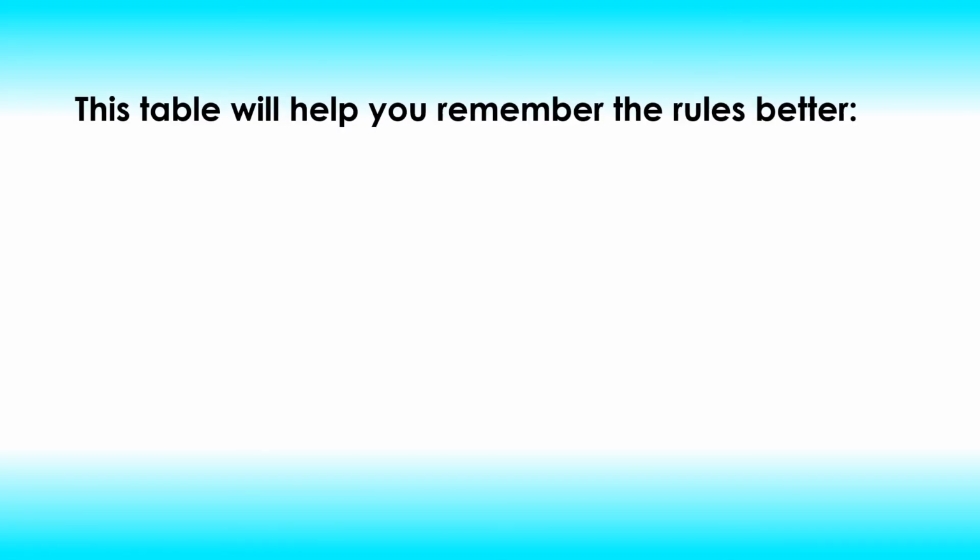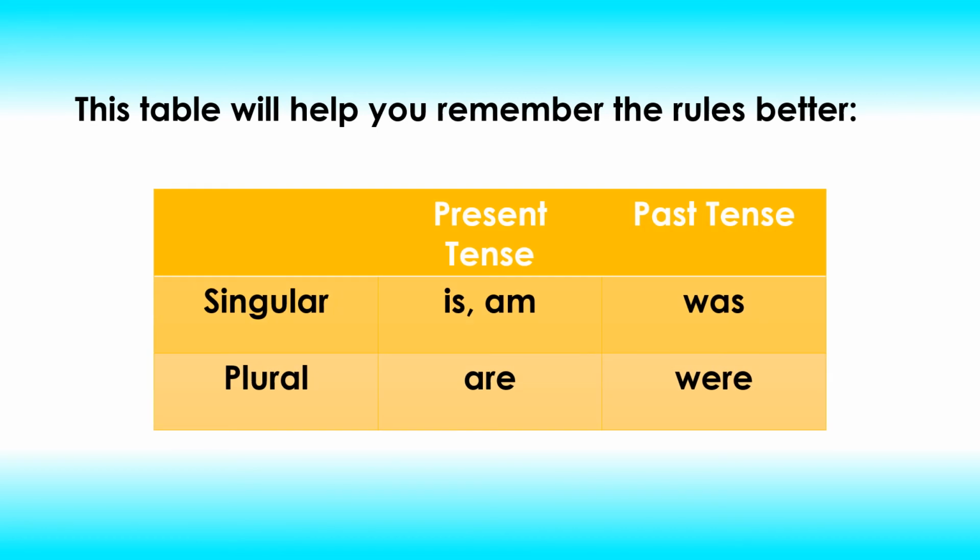This table will help you remember the rules better. For singular, we use is and am in the present tense and was in the past tense. For plural subjects, we use are in the present tense and were in the past tense.